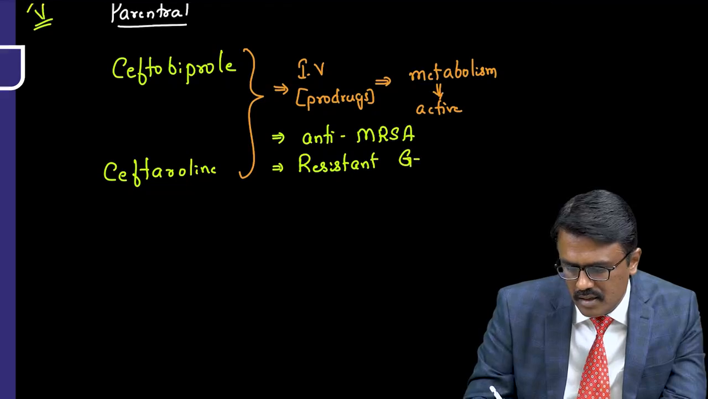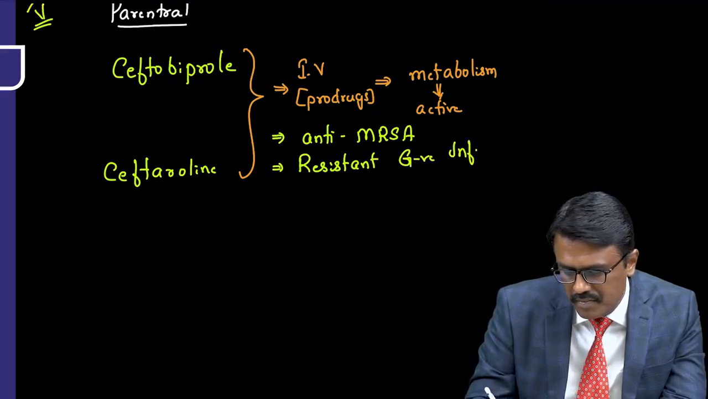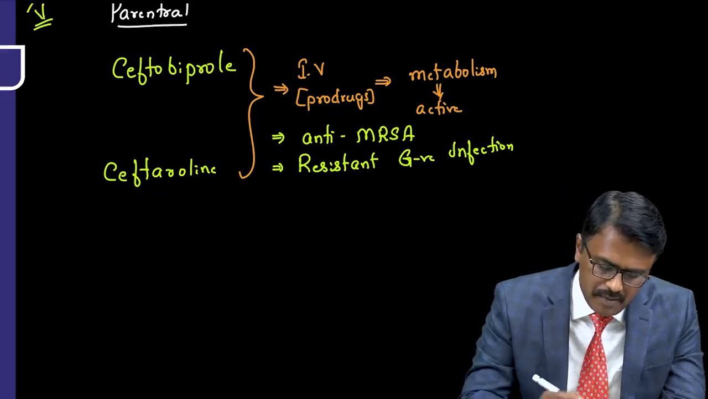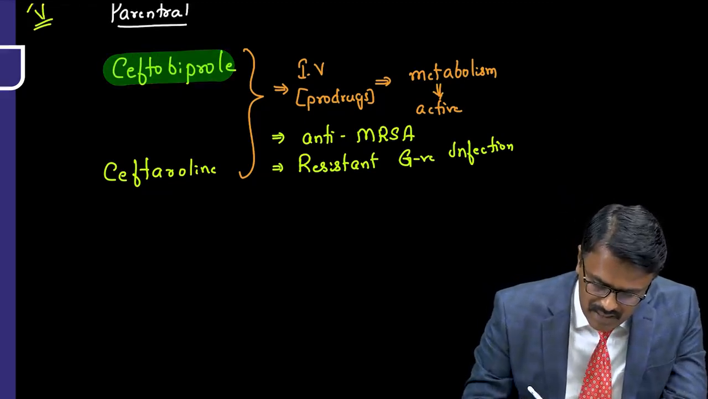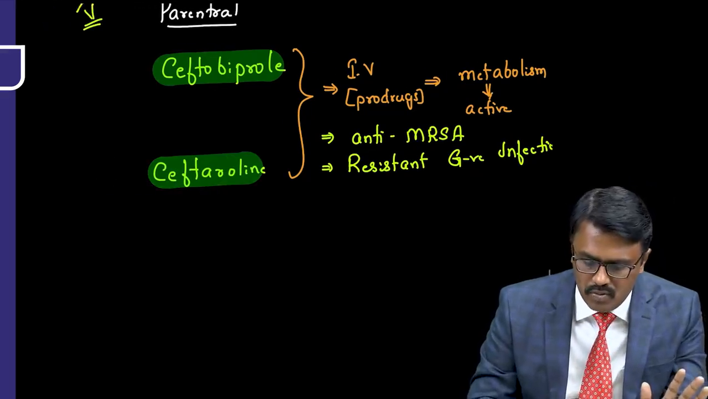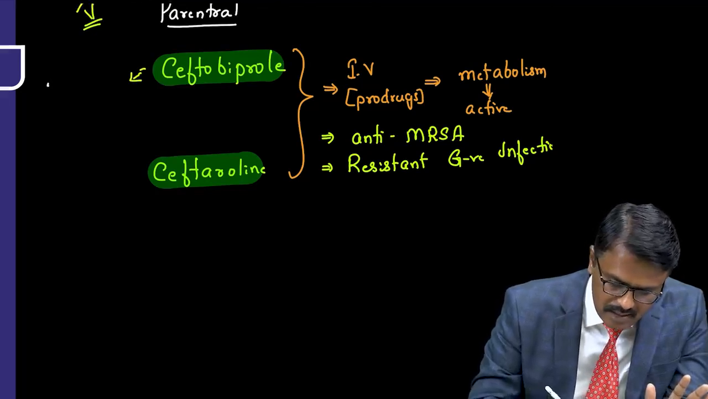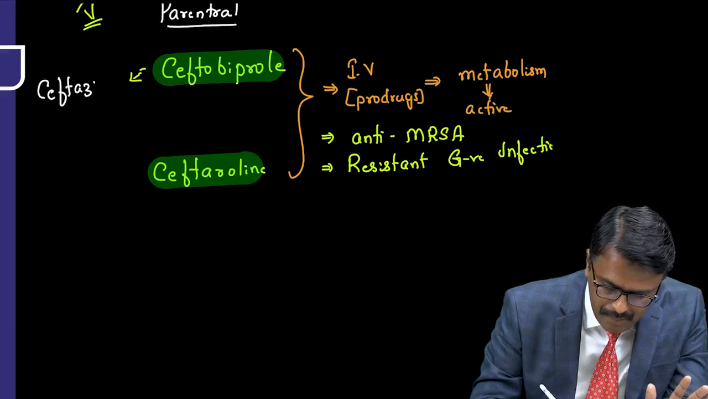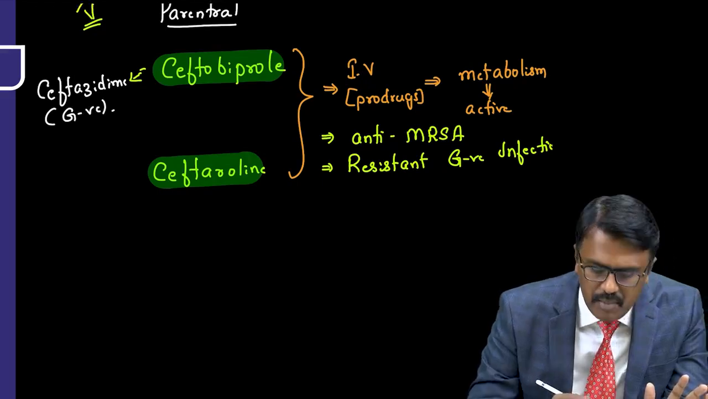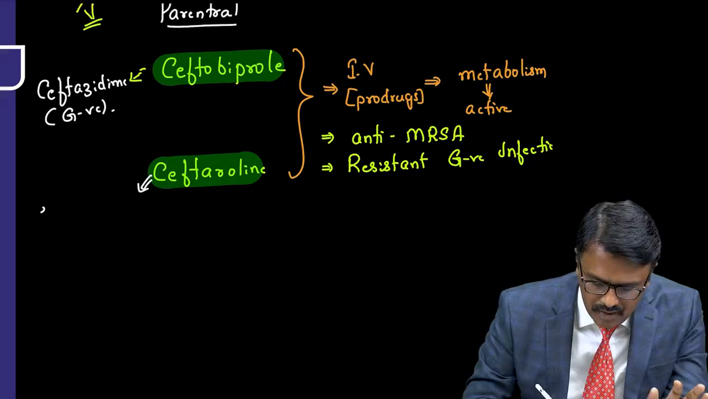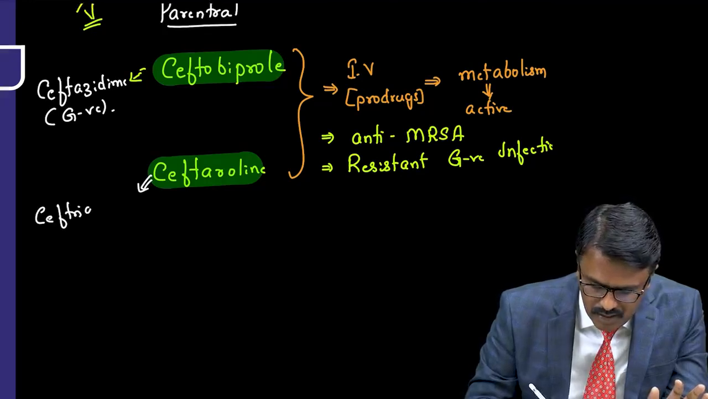Resistant gram-negative infection. And can we use it in Pseudomonas is a question. Now remember, ceftobiprole, ceftaroline, you can compare these drugs to one more drug. Ceftobiprole has the same activity as ceftazidime. So if you ask about the gram-negative action of ceftobiprole, the gram-negative activity is similar to ceftazidime. If you take the example of ceftaroline, the gram-negative activity is similar to ceftriaxone.